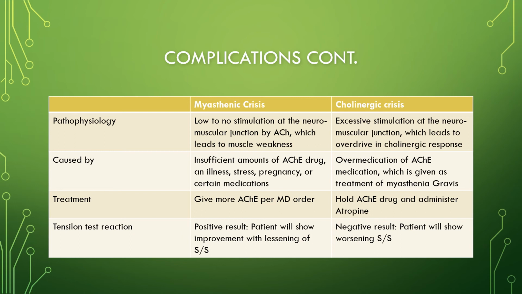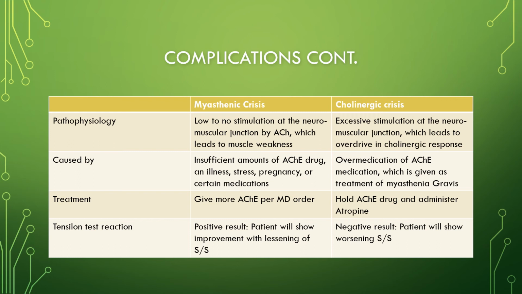Pathophysiology of myasthenic crisis is low to no stimulation at the neuromuscular junction by acetylcholine, bringing about muscle weakness. Pathophysiology of cholinergic crisis is pretty much the opposite. It is caused by excessive stimulation at the neuromuscular junction, which leads to the cholinergic response kicking into overdrive. When this happens, the muscle fibers are overstimulated and eventually quit responding.